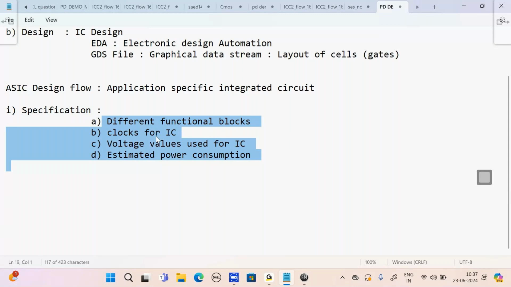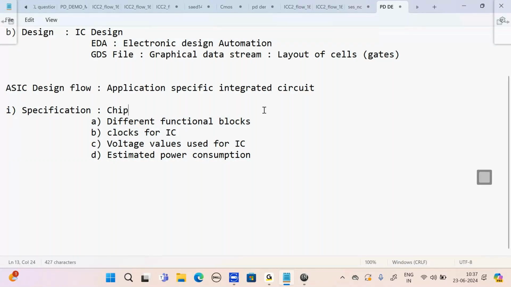So this many clocks I should use. This is the voltage value. This is the power consumption. So based on that, I can estimate these things. So highly experienced persons are involved in what stage? Specification stage. So they are also called chip architects. The chip architecture team along with some business team are involved in this. So we engineers are not involved. There is a high-level chip architecture team involved.